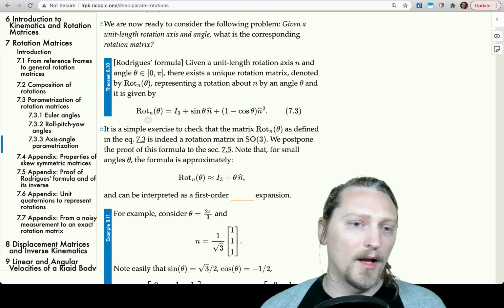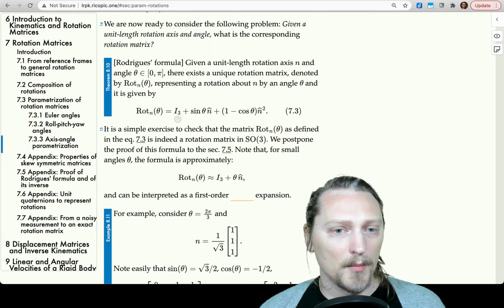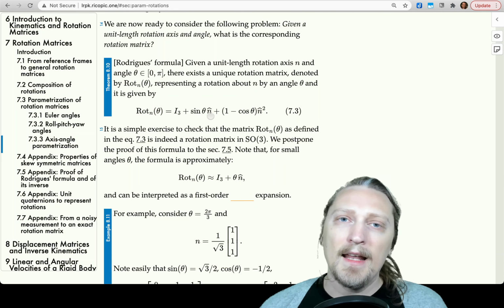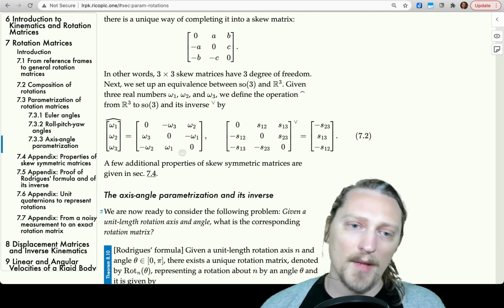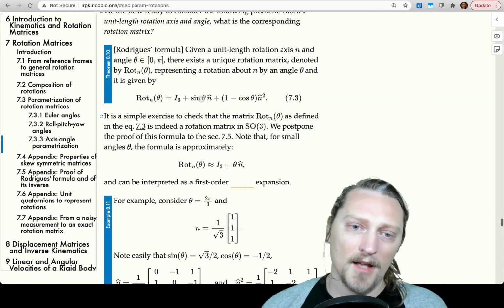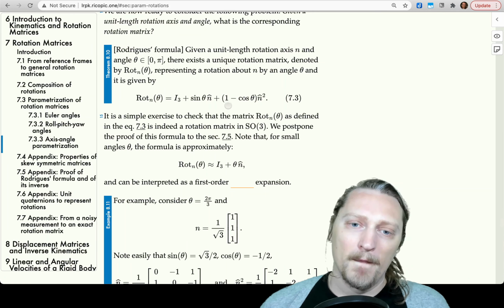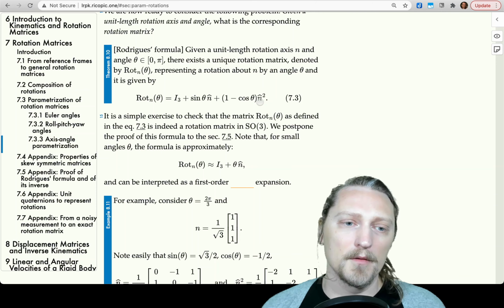So we have the rotation about n theta equal to the 3x3 identity matrix, plus sine theta times n hat. Now n is a vector, n hat we just defined up here to be this skewsymmetric matrix formed from the entries of that vector. So it's a skewsymmetric matrix times sine theta, a scalar, plus 1 minus cosine theta, so another scalar, times n hat squared. Squaring a matrix is fine. You just multiply it by itself. As long as it's a square matrix, you can square it without any trouble. So that's what we've got.